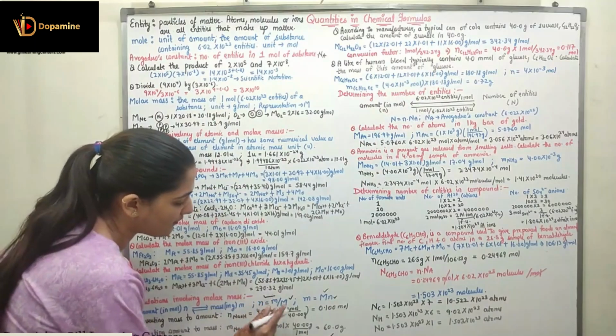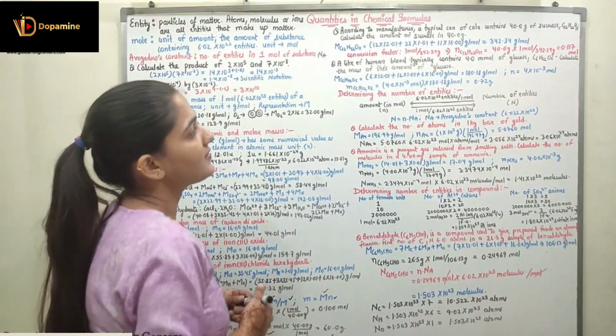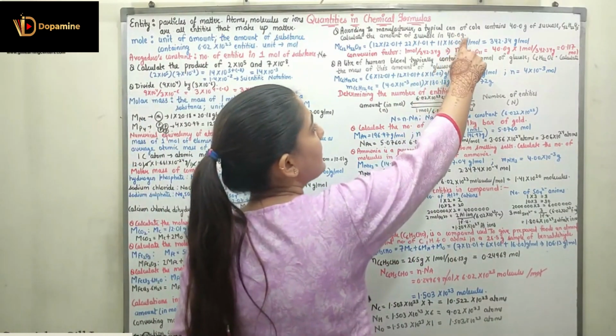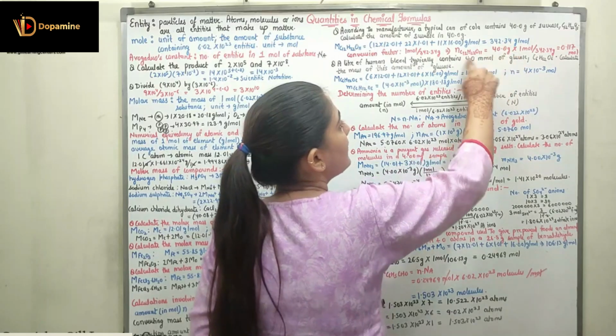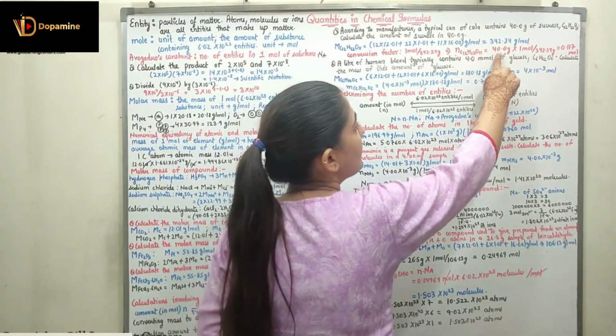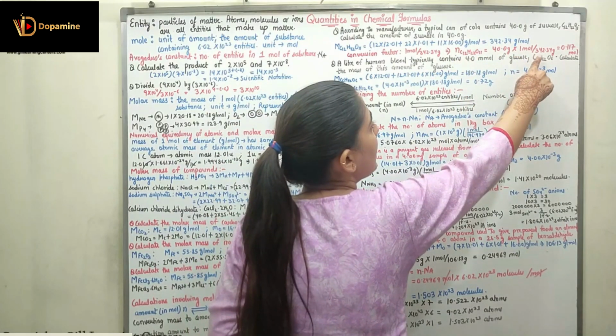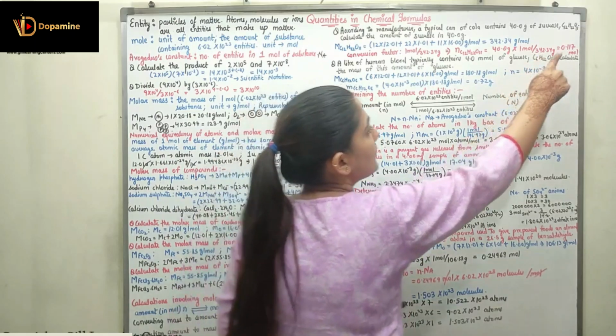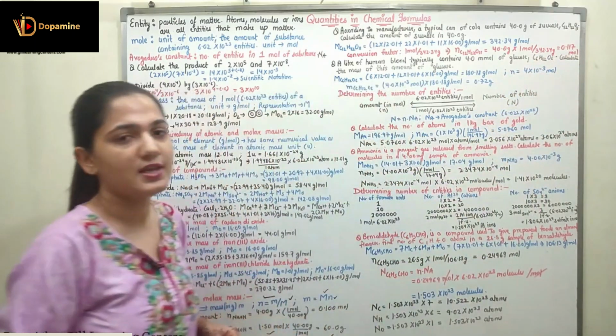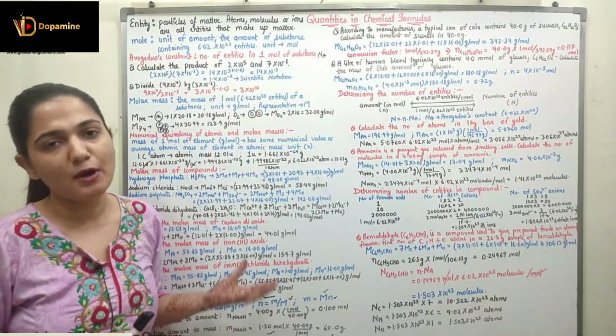or you can remember the formula, n is equal to given mass upon molar mass. What is the given mass? Given mass is 40 gram. Molar mass we have calculated, so number of moles will be equal to given mass 40 divided by 342.34, which is 0.117 moles. So this is how you can calculate the amount in moles.